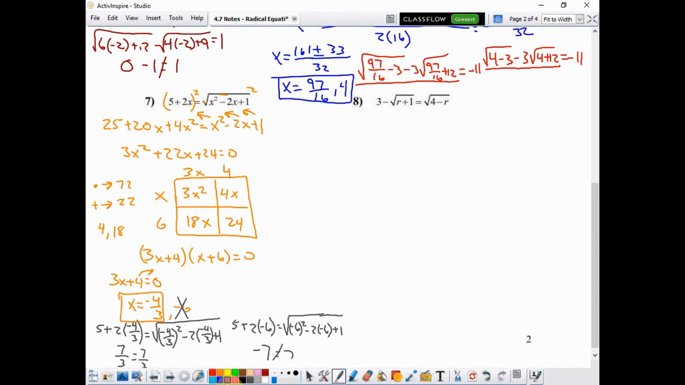Then on number 8, we'll square both sides. First term squared. The product is negative 3 times the radical. Doubled is negative 6 times the radical. And the last term squared is plus r plus 1.